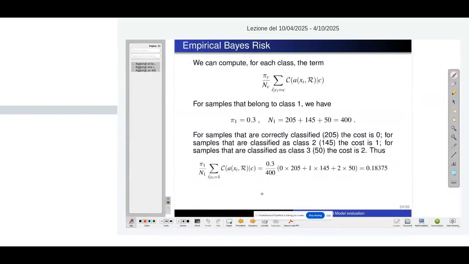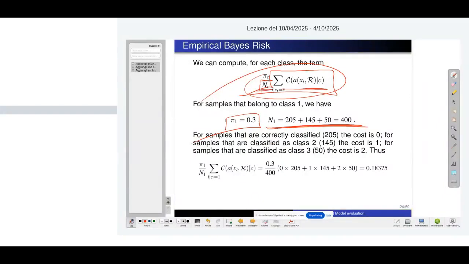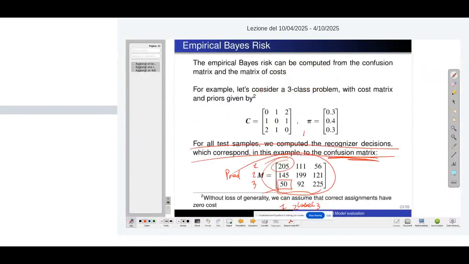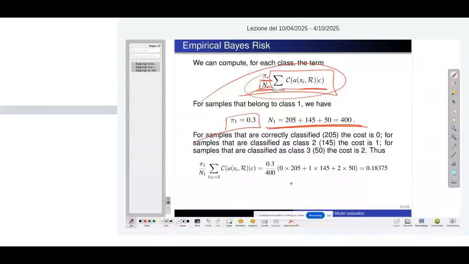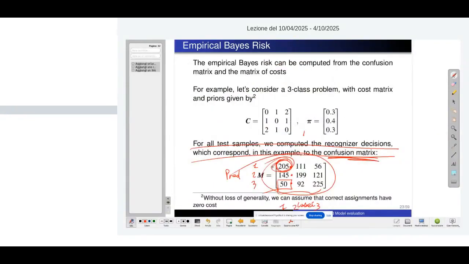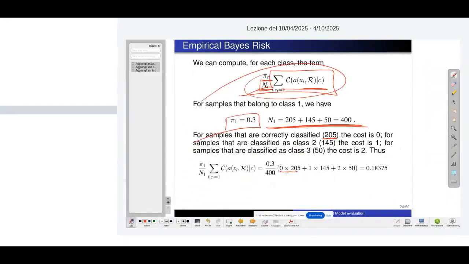Now let's compute the error rate. Let's start with class 1. We have prior 0.3. We need to compute the average cost, so we need the sum of the costs divided by the number of samples. How many samples do we have? The sum of these 3 values, which is 400 samples of class 1. Now, how much will I pay? For samples of class 1, 205 are correctly classified. If I correctly classify samples of class 1, I pay 0.